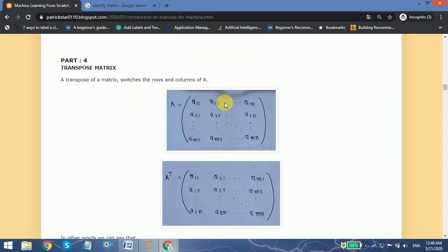Okay, so moving forward to part 4, that is the transpose matrix.